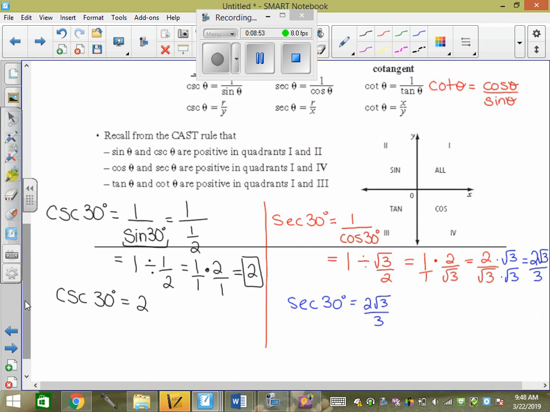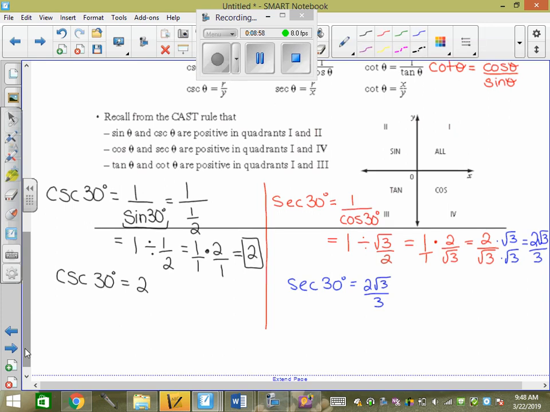The last one I have to do is cotan. Cotan theta equals 1 over tan theta. But instead of writing that, if we're using the unit circle, what would be better to do? Use the one with coses and sines, correct? So cotan over there says it's cos theta over sine theta. We're going to find cotan of 30. So it's going to be cos of 30 divided by sine of 30.